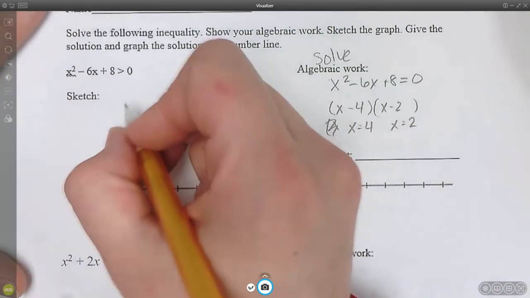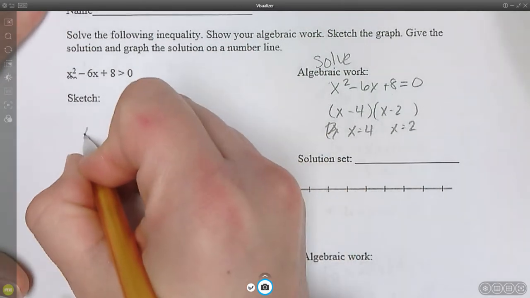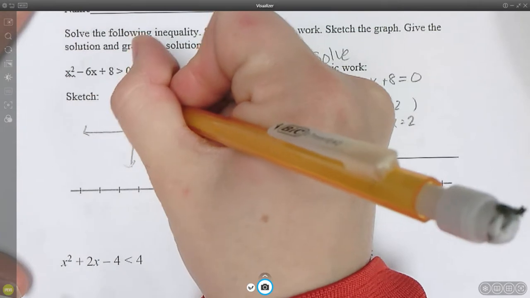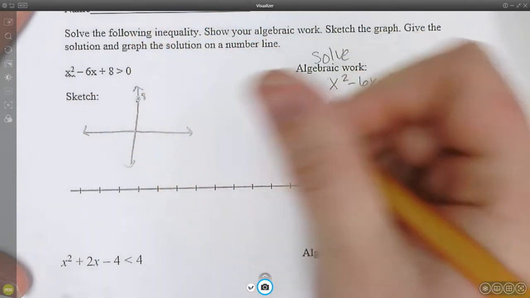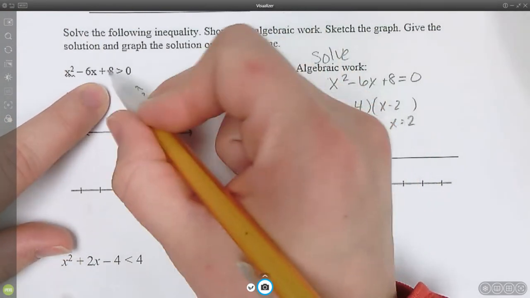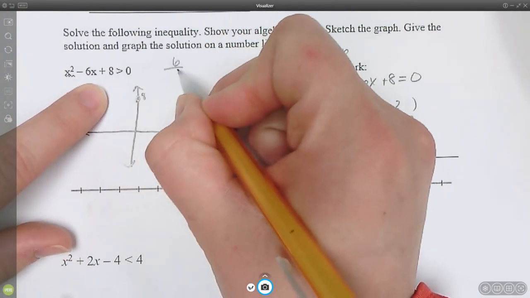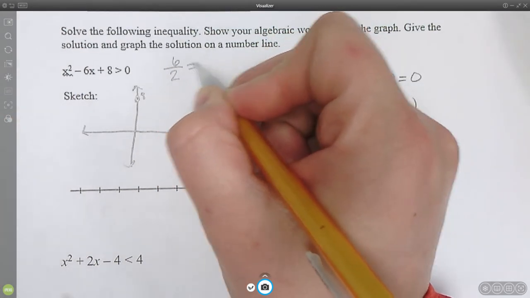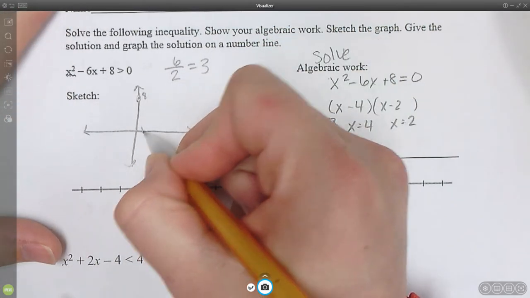Now I'm going to go and do my rough sketch. So remember, for your rough sketch, you need to tell me your y-intercept. So your y-intercept is 8. You need to tell me your line of symmetry. So opposite of b, so 6 over 2 times a. So that's 2 times 1, which is 2. So that's 3.